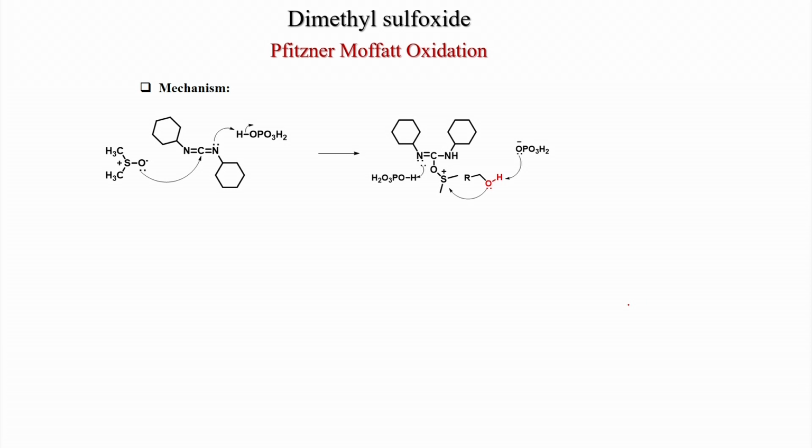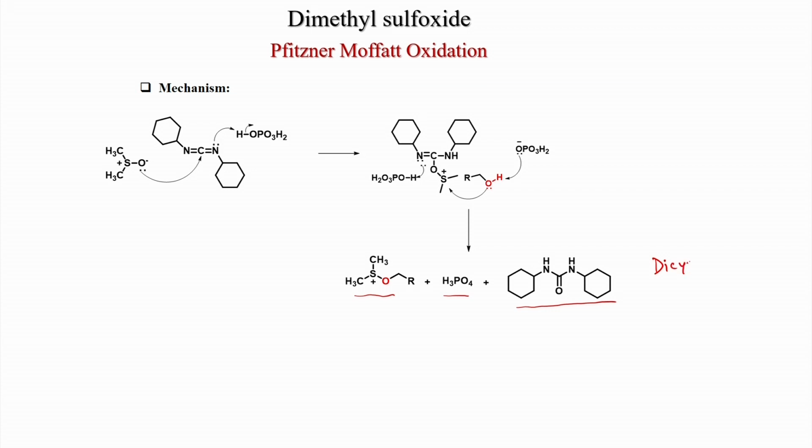Now the alcohol is deprotonated by the conjugate base of the phosphoric acid, that is the phosphate, and this nucleophilic reaction happens here, and also this imine bond is activated by the phosphoric acid. After that you get this sulfonium salt, you get phosphoric acid back, and this is the urea, dicyclohexyl urea. Generally this precipitates in the reaction.